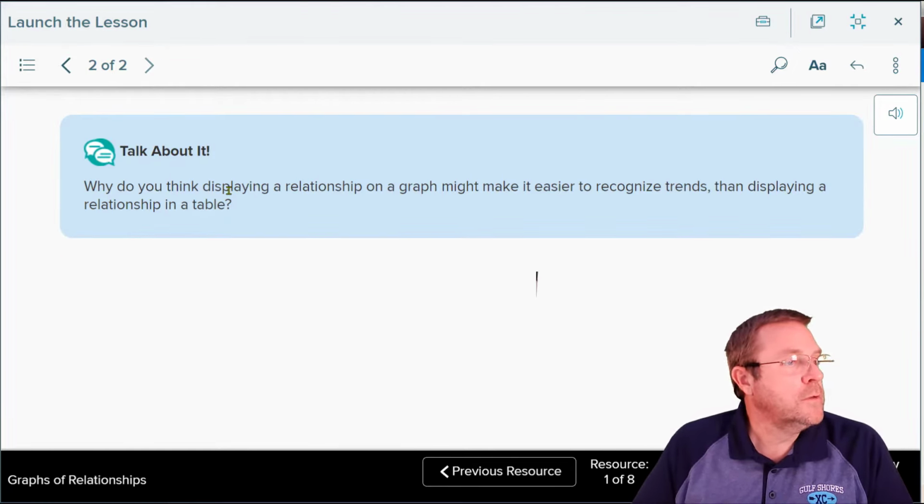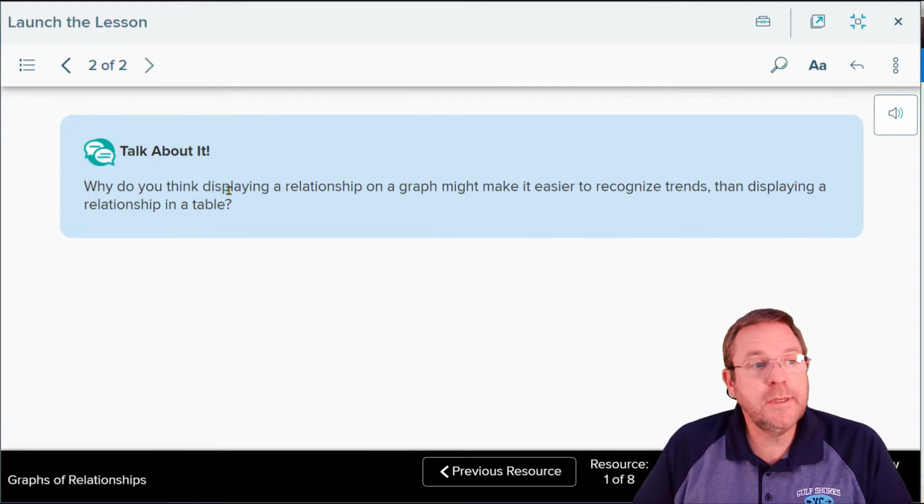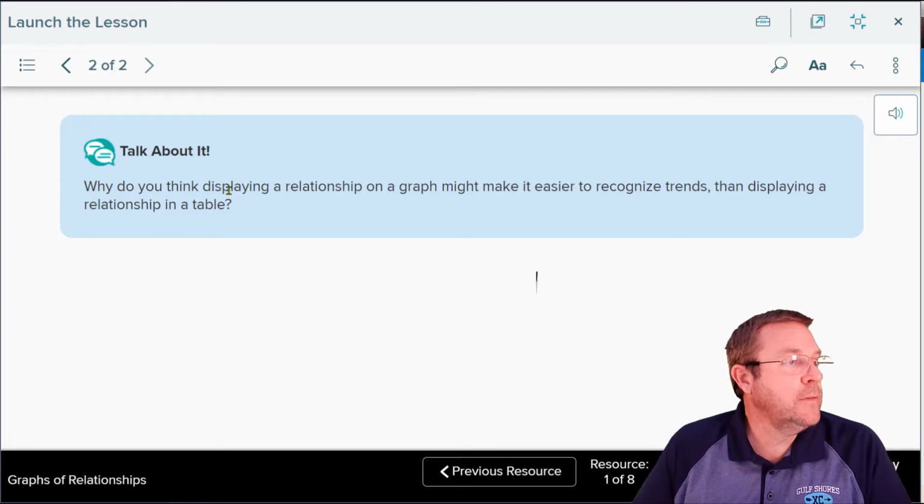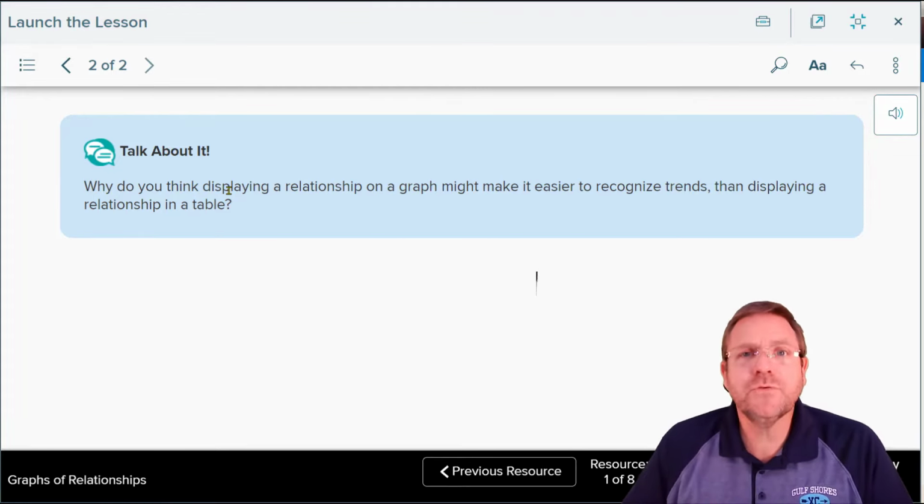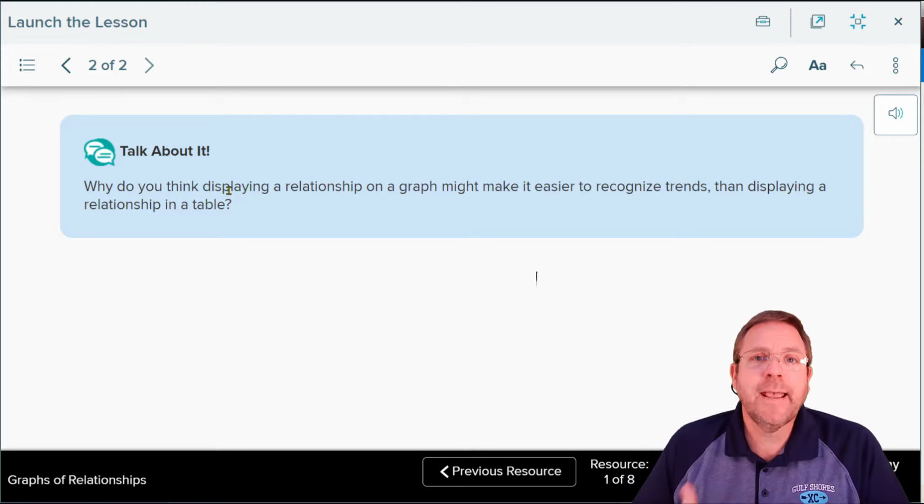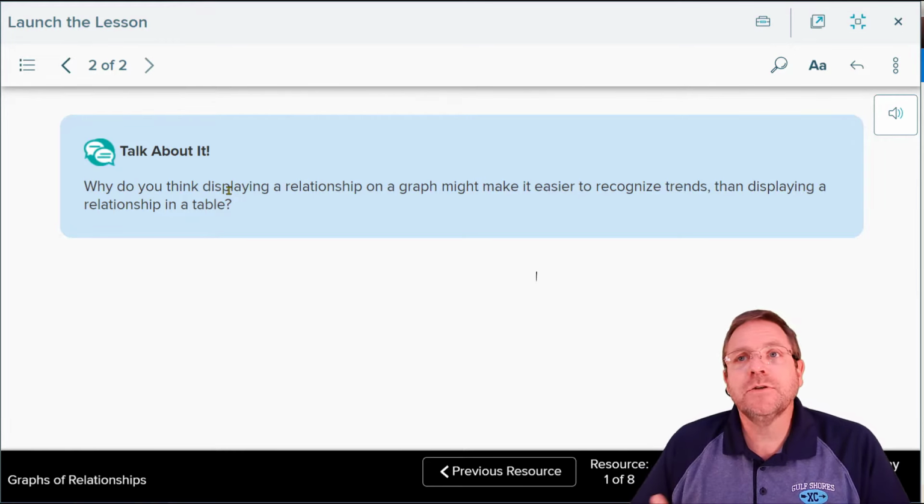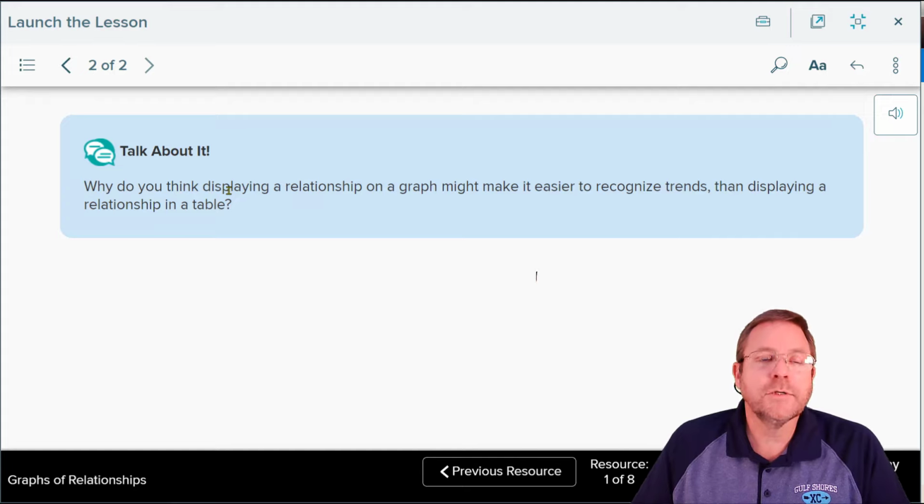Why do you think displaying a relationship on a graph might make it easier to recognize trends than displaying the relationship in a table? Well, line graphs are really great visual representations. You can really see patterns easily that might not jump out at you when you're just staring at a whole bunch of random numbers on a sheet of paper.